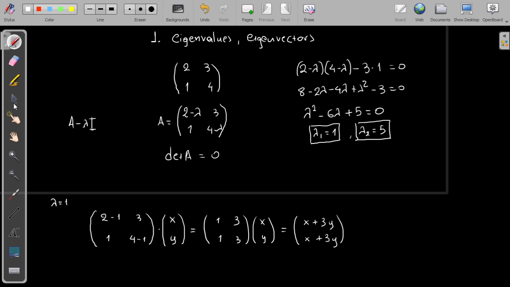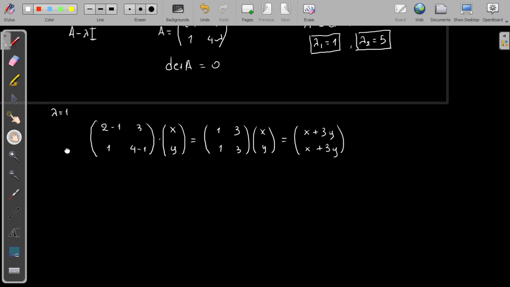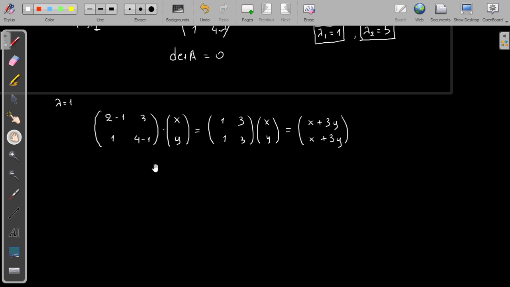Now for these eigenvectors, you see that both of these two equations have the same solution. So basically x plus 3y should be equal to 0. x plus 3y should be 0. So from here x equals minus 3y.